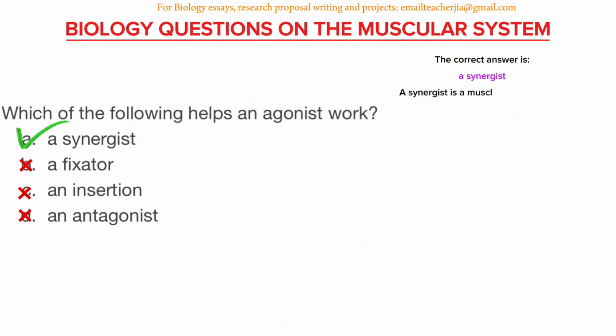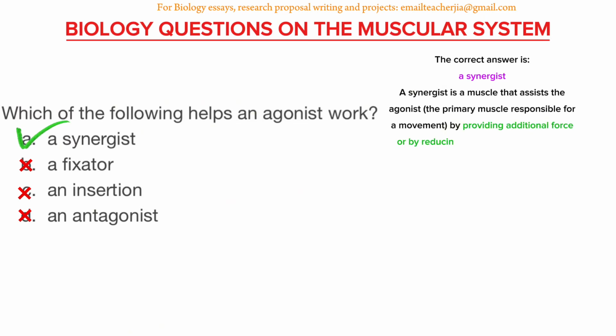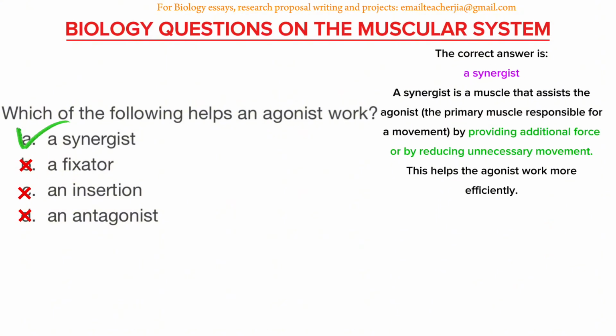A synergist is a muscle that assists the agonist, the primary muscle responsible for a movement, by providing additional force or by reducing unnecessary movement. This helps the agonist work more efficiently. So that is a synergist, our answer.